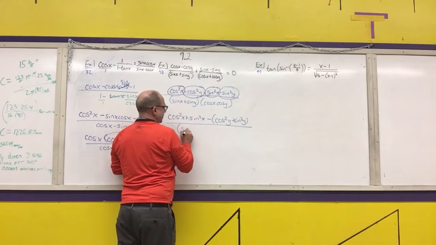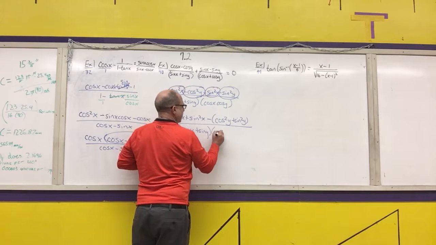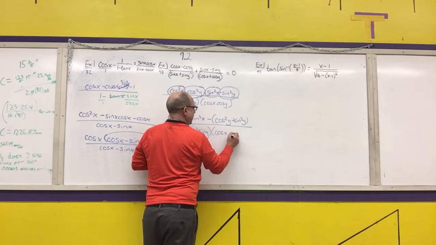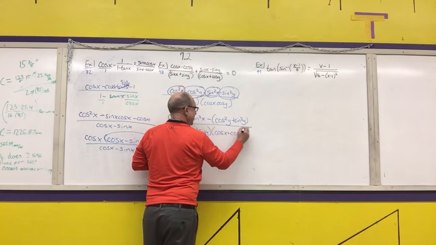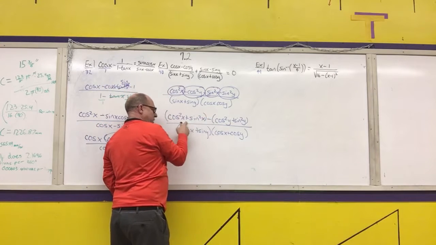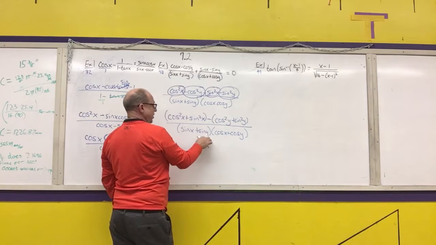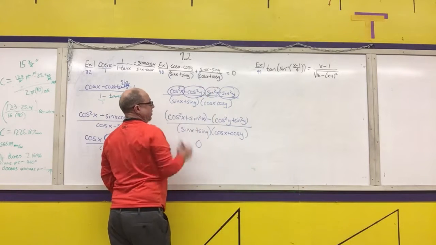over sine of x plus sine of y, cosine of x, cosine of y, plus in between the two. This is 1 minus 1, which is 0, over anything is 0, and I get what I wanted.